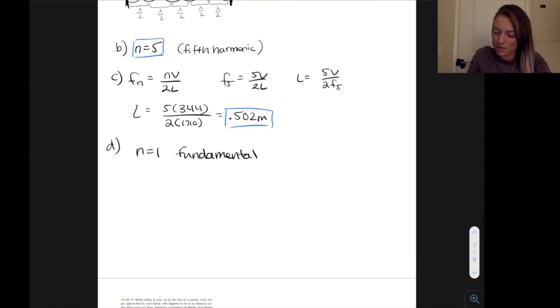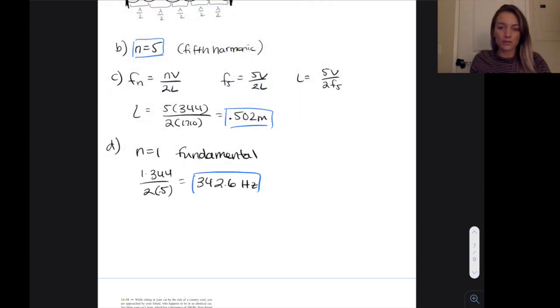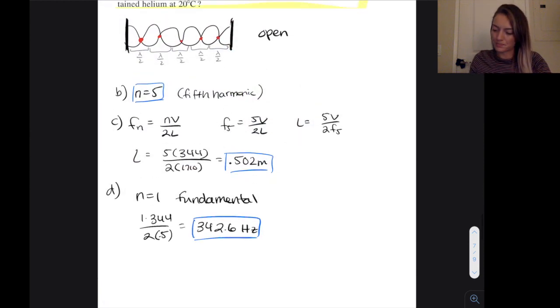So we're going to have 1 times 344 divided by 2 times the length, which is, I'll just say 0.5. And then we plug that in and we get 342.6 hertz. So this is our fundamental frequency in this open pipe.